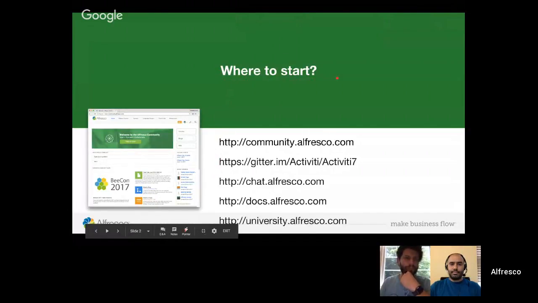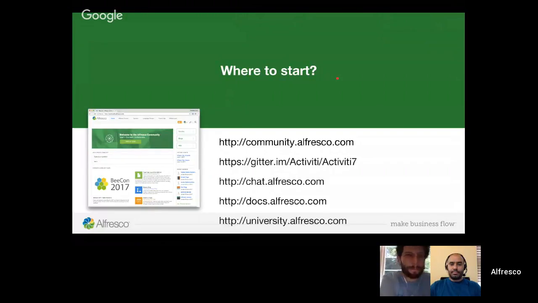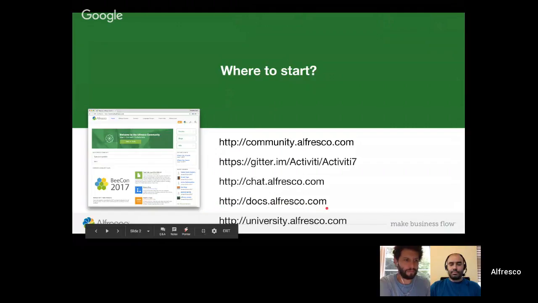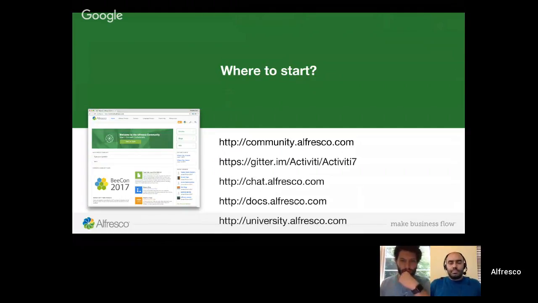So where to start with Activiti and Alfresco in general? For sure, the main suggestion is to go into the community portal at community.alfresco.com. We have a couple of chapters, one dedicated to Activiti 6 and 7, but in any case, focus on Activiti 7, and the chat from alfresco.com, more general on the whole digital business platform. Very relevant is also the documentation portal at docs.alfresco.com, and the university, where you can also find a focused learning path about Activiti.